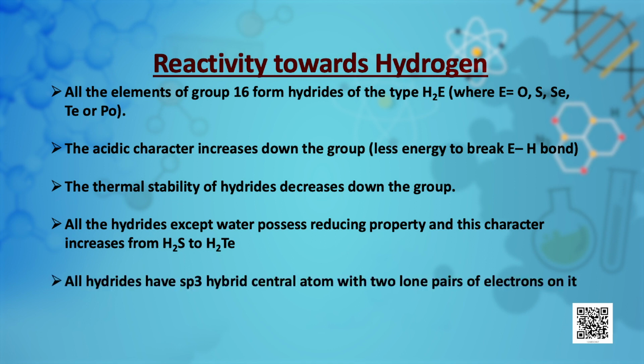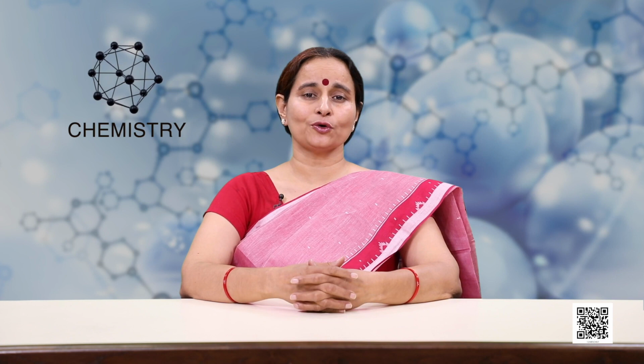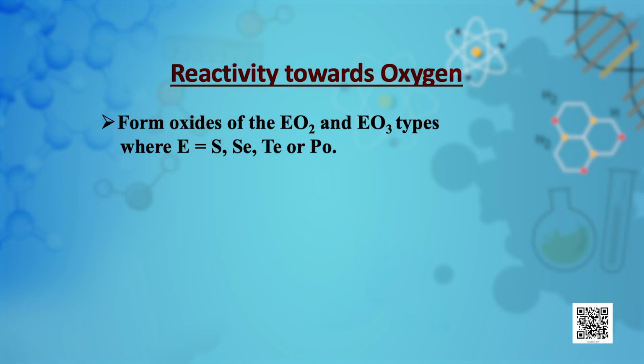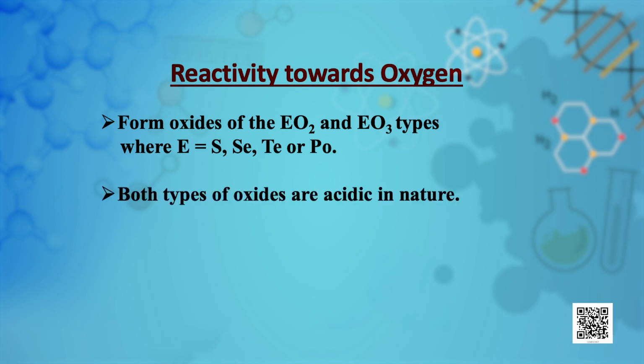All hydrides have sp3 hybrid central atom with 2 lone pairs of electrons on it. Let us discuss reactivity with oxygen. Elements of group 16 react with oxygen to form oxides of EO2 and EO3 type, where E is selenium, sulfur, tellurium or polonium. Both types of oxides are acidic in nature.